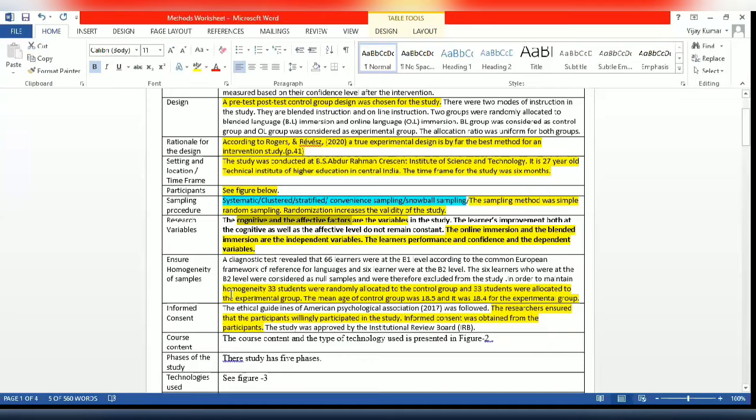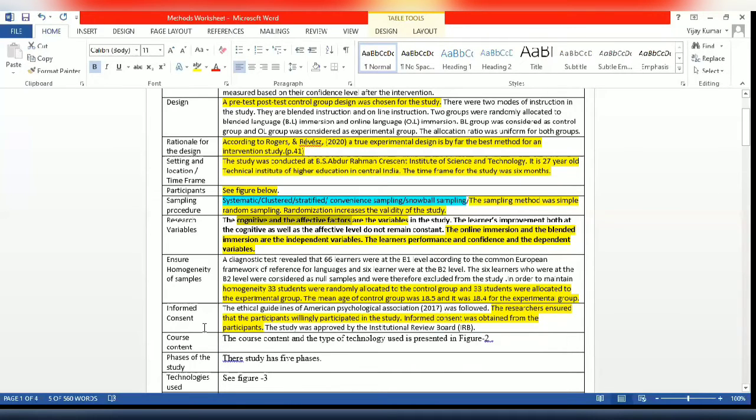Look at my example. 33 students were randomly allocated to the control group and 33 students were randomly allocated to the experimental group. The mean age of the control group was 18.5 and it was 18.4 for the experimental group. So with a similar, nearly identical mean, both of them belong to similar age groups, which means that the samples are homogeneous in terms of age. I can also show that in the pre-test their performances were identical. So that is what I mean by homogeneity or parity of samples.